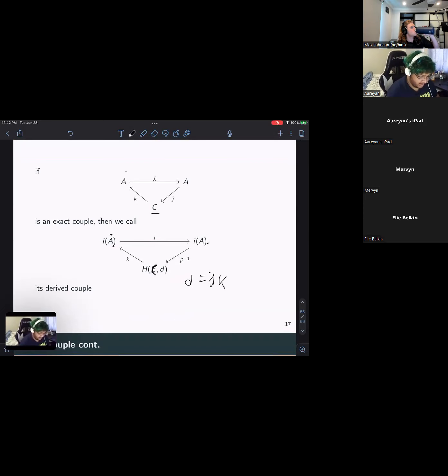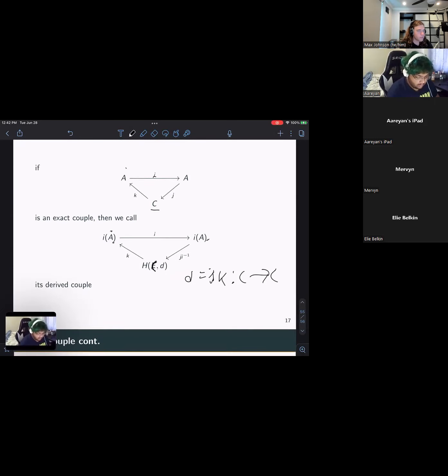So JK is a map from C to C. And the maps are the obvious ones you'd expect. This is what we call the derived couple of an exact couple, and the derived couple of an exact couple is also an exact couple, so you can also call it a derived exact couple. This is a good exercise in diagram chasing. I highly recommend it, pretty fun.